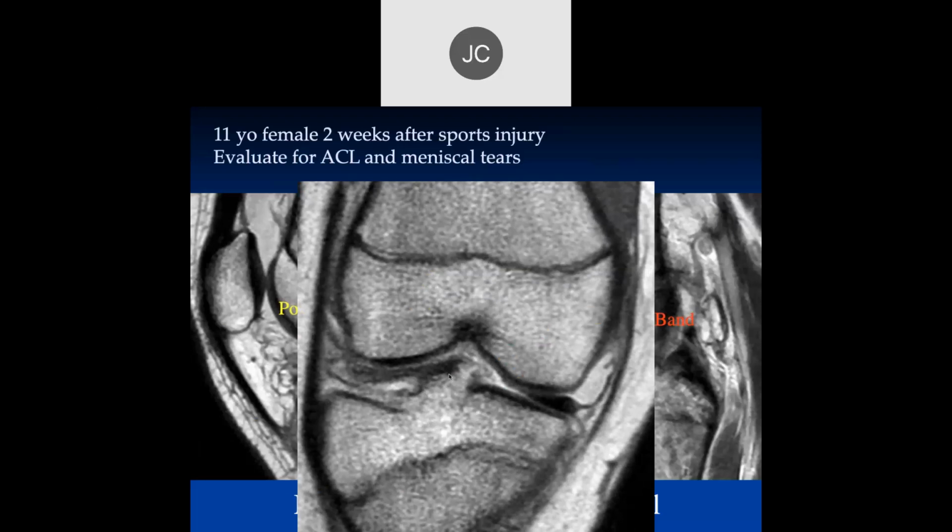And again, this could be unstable. This is in a kid, so they have to be aware of this and have to make the decision whether they want to risk this healing abnormally by treating it conservatively or operate on it.